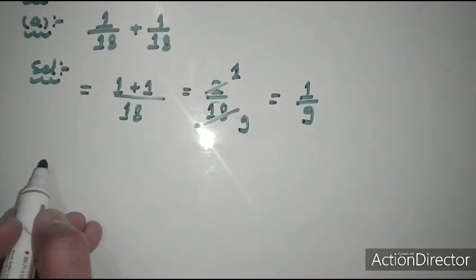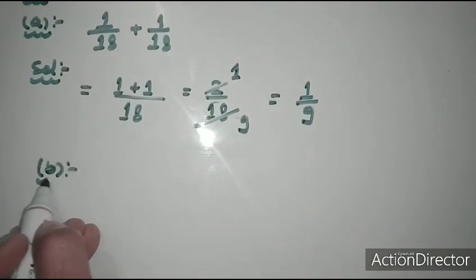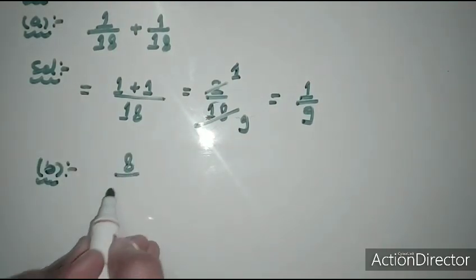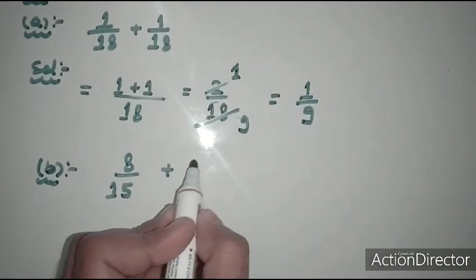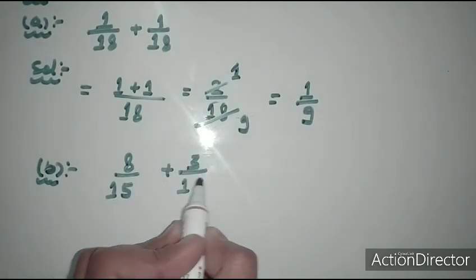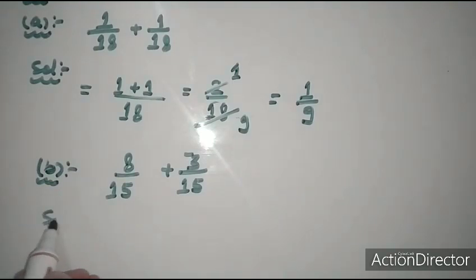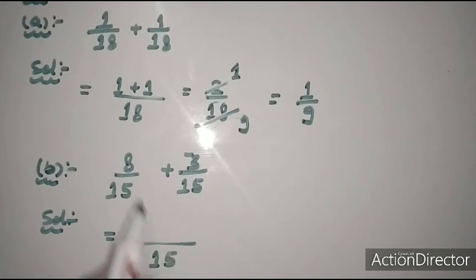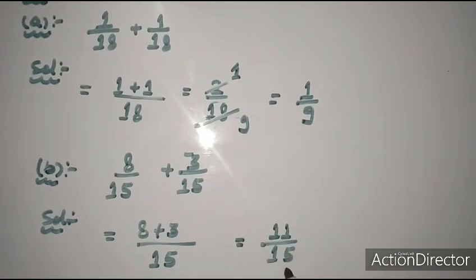B part of this question: 8 upon 15 plus 3 upon 15. Now we apply the same rule here. We take 15 as the common denominator, and then we add both numerators, 8 plus 3, and we get 11 upon 15. So when we add 8 upon 15 plus 3 upon 15, we get 11 upon 15.